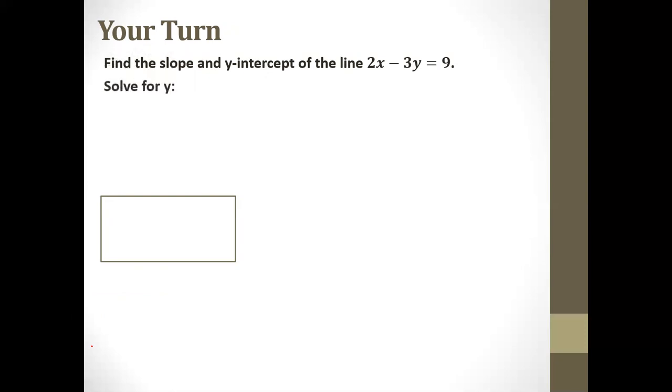Now you've had a chance to try. You want to first solve for y. Get y by itself. You're going to subtract 2x from both sides of the equation. And that gives you negative 3y on the left side equals negative 2x plus 9 on the right side.